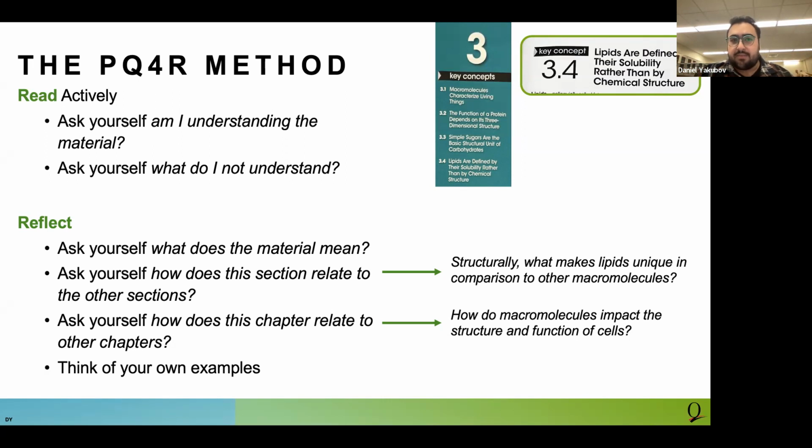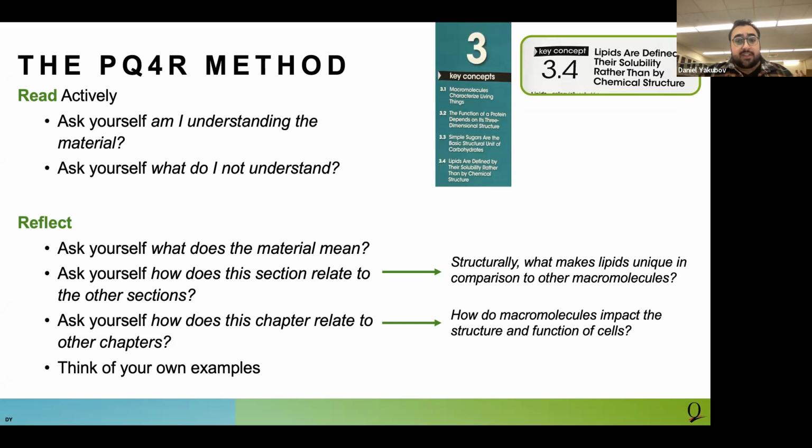you should ask yourself, okay, how do the structural components that are mentioned in the section for lipids relate to other macromolecules, right? Are there similar types of bonds formed, right? Do they interact the same way, right? Are they soluble in the same way?